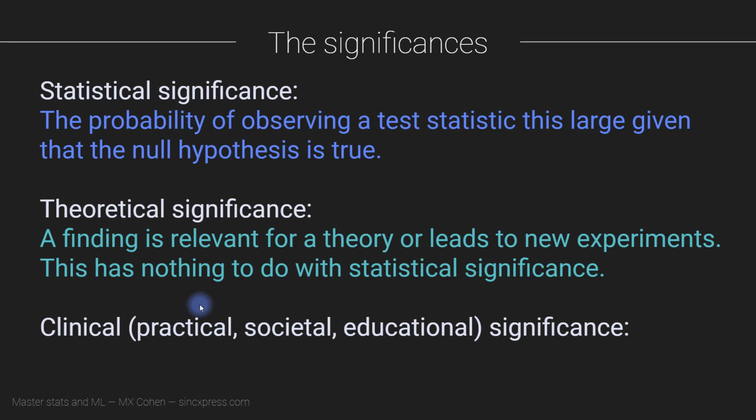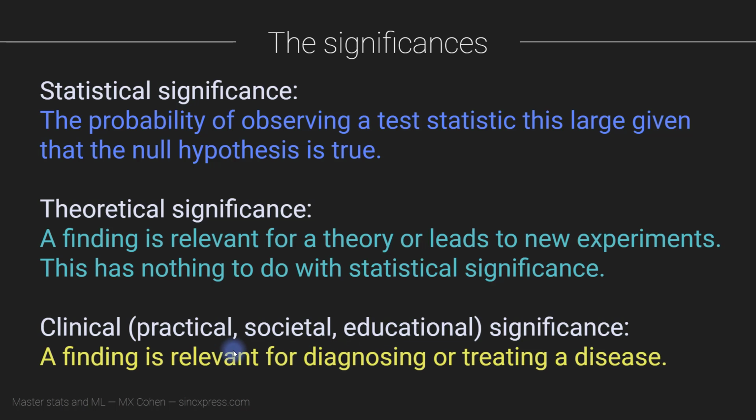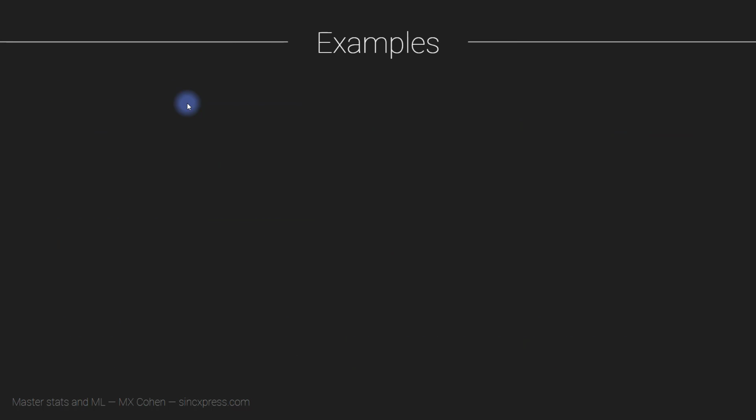We could talk about practical significance, educational significance, and this is whether a finding is relevant for, in the case of clinical significance, diagnosing or treating a disease, or maybe making people healthier. Again, that is a separate significance from statistical significance. So I'm going to walk through a few examples just to make sure that this point is really clear.